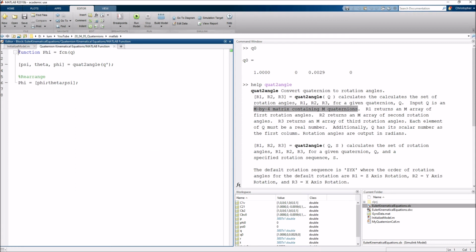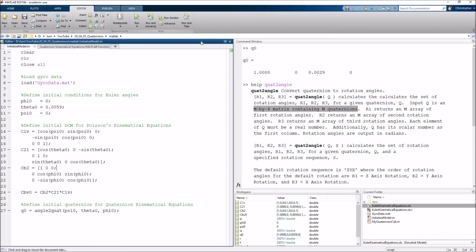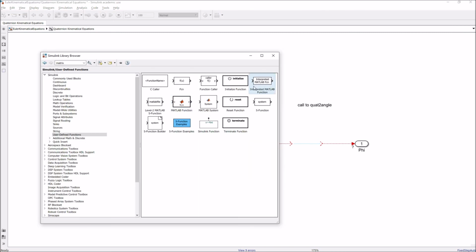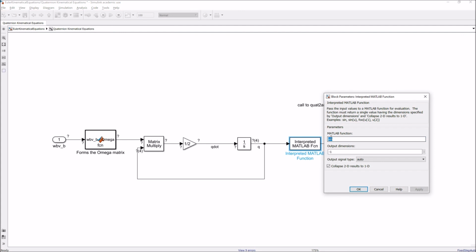So instead, let's copy all of this code, so we don't lose it. Then I'm going to come back to the Simulink model and delete this MATLAB function block. Instead, I'm going to grab an interpreted MATLAB function block. If I drag and drop this in, it is going to allow us to make a call to some other MATLAB function which is defined outside the Simulink environment. So why don't I call this wrapper quat-to-angle. Okay, so I'll make some function called wrapper quat-to-angle.